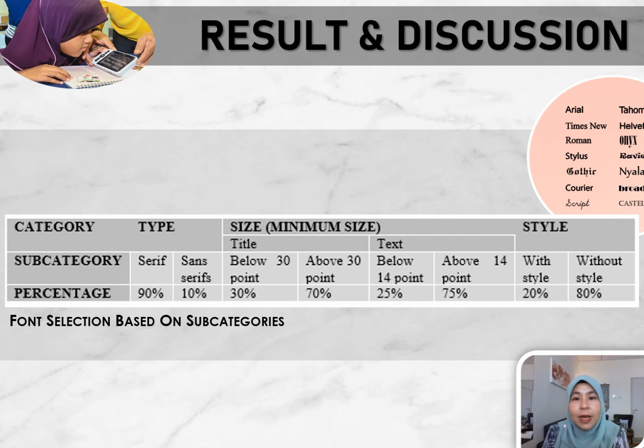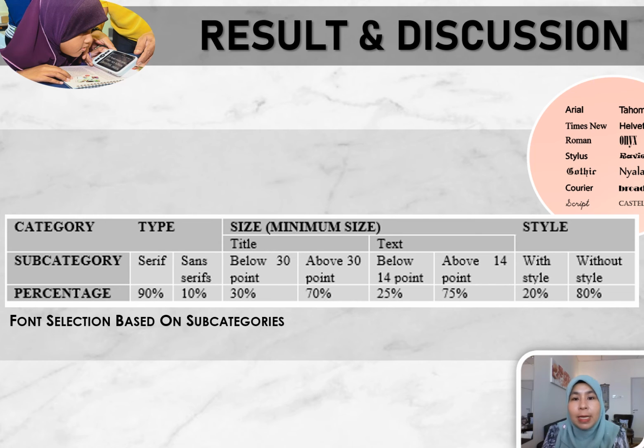Font selections are divided into 3 subcategories, which are font type, font size, and font style. Font type is divided into 2 types, which are serif and sans serif. For font size, multiple sizes of font are given as examples to students in order for them to choose. Font size is divided into other subcategories, which are title and text. And lastly, for style or effect, students are given the choice whether they want their text with effects or not. Style effects include shadow, reflection, and other types of effect.